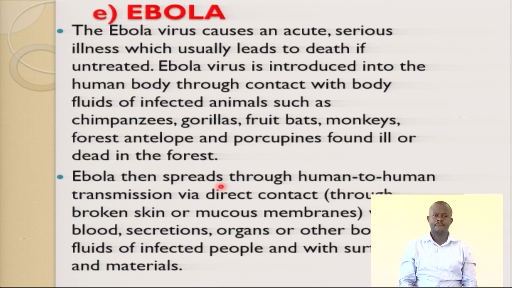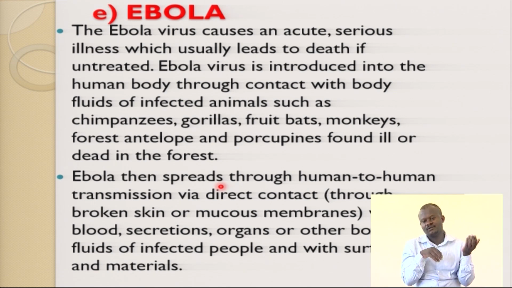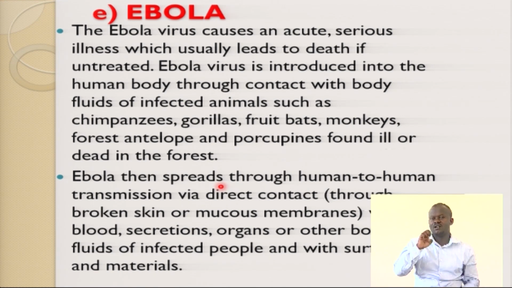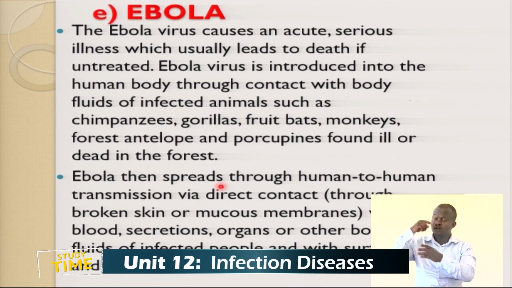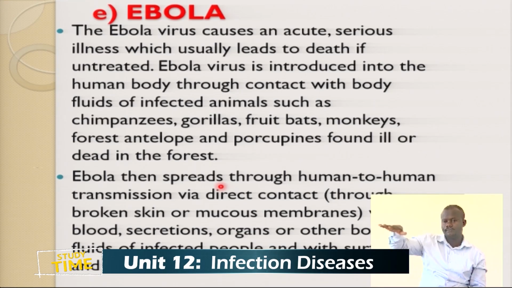So I mentioned the fluids of infected animals can cause Ebola. As I mentioned, I talked about chimpanzee, gorilla, fruit bats, monkeys, forest antelopes, and the porcupines found ill or dead in the forest, and you eat them. Eventually, people could be affected with Ebola.